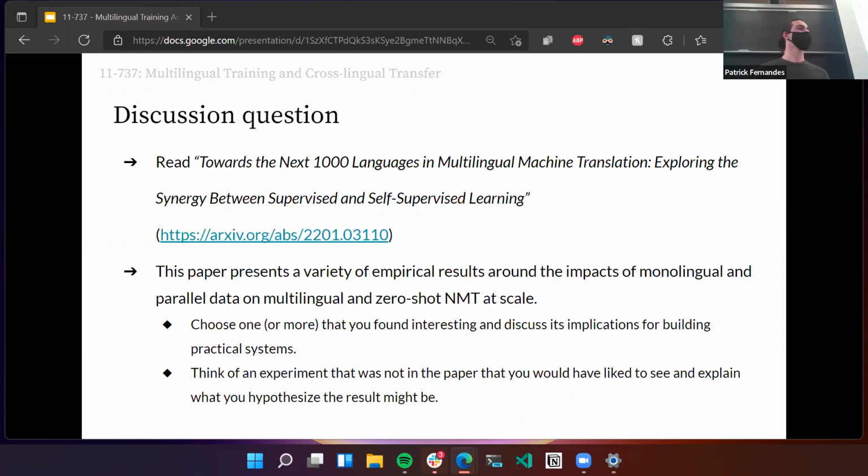And yeah, the discussion today is towards the next 1,000 languages, which took all the concepts we described to the extreme. And yeah, you're going to have to tell us an interesting experiment that we found and its implications, or an experiment that you didn't see and you'd like to see, basically. Yeah. Any questions before I wrap up?